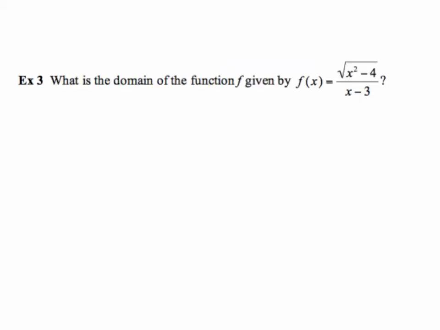Example 3 asks us, what's the domain of the function? And again, we see that we have some restrictions here. In the denominator, x cannot equal 3 because then it would be 0 in the denominator. And if we take a look at the numerator with any radical, it needs to be greater than or equal to 0.